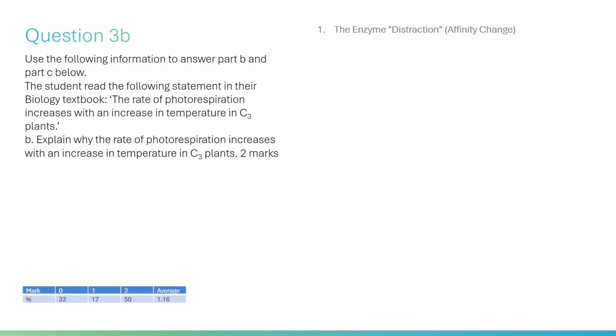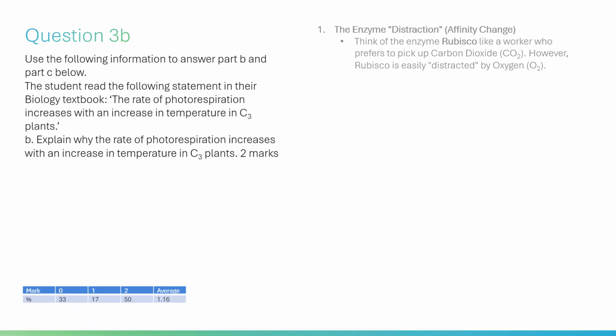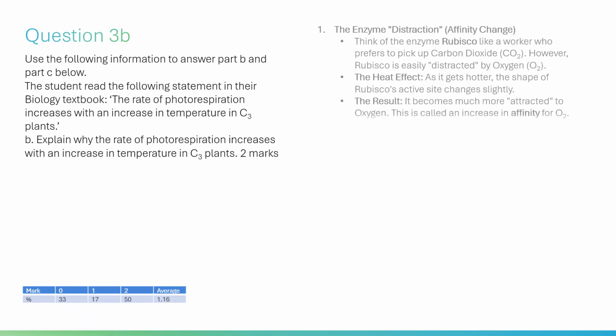One, the enzyme distraction, affinity change. Think of the enzyme Rubisco like a worker who prefers to pick up carbon dioxide, CO2. However, Rubisco is easily distracted by oxygen, O2. The heat effect: as it gets hotter, the shape of Rubisco's active site changes slightly. The result: it becomes much more attracted to oxygen. This is called an increase in affinity for O2. Instead of making sugar, it starts wasting energy by grabbing oxygen.